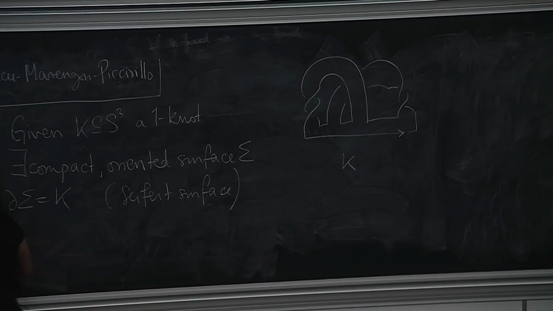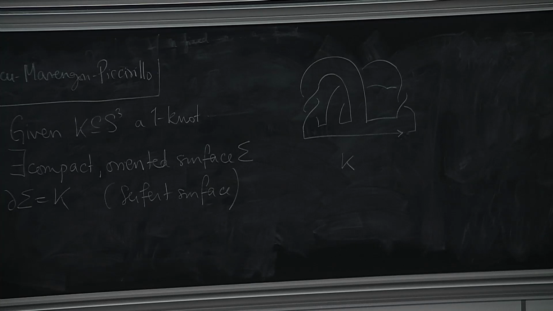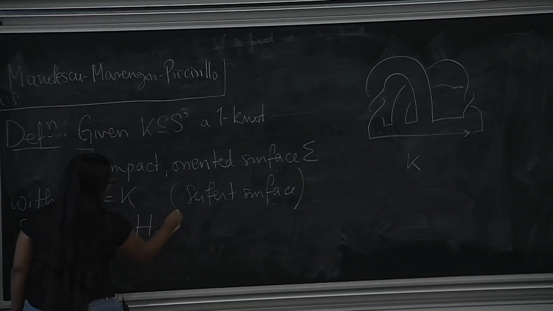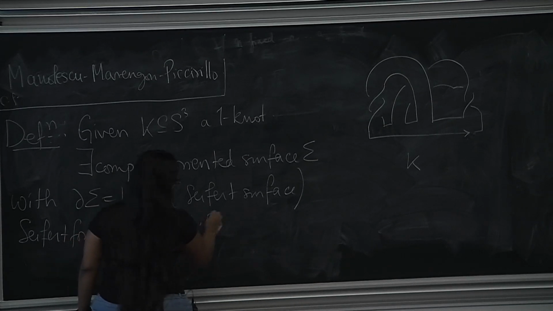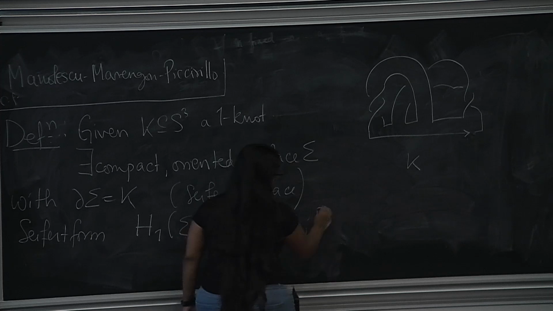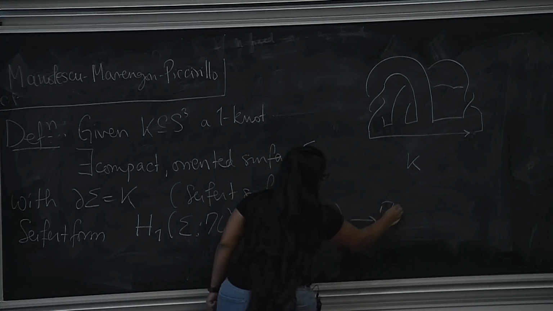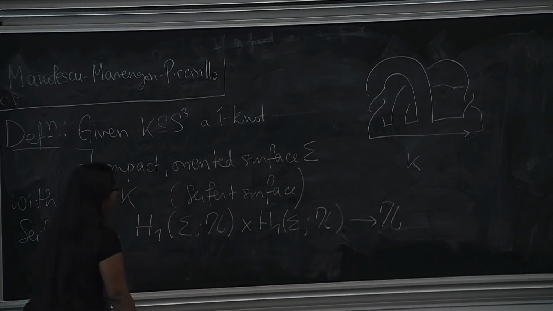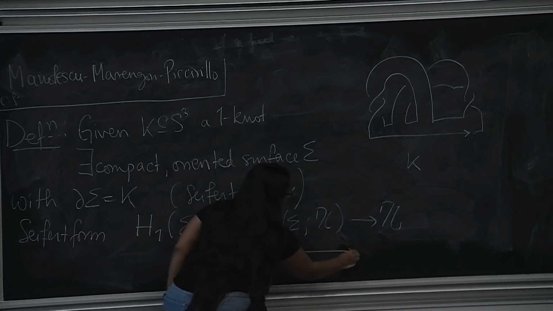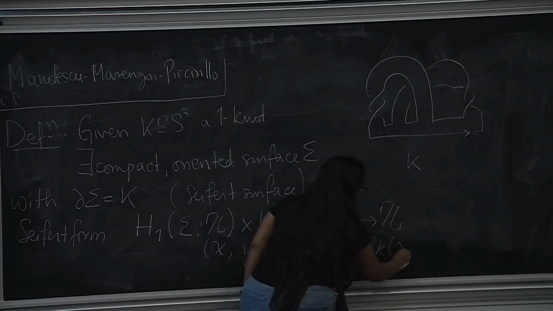There's a Seifert form, which will go from H1 of the surface sigma to the integers, which will take x comma y and map it to the linking number.